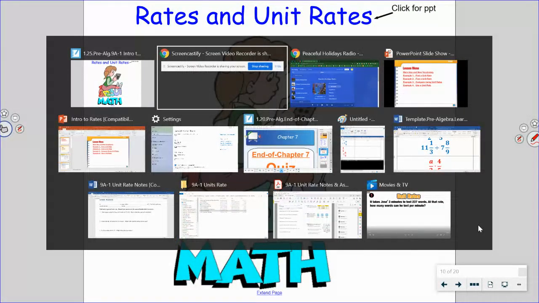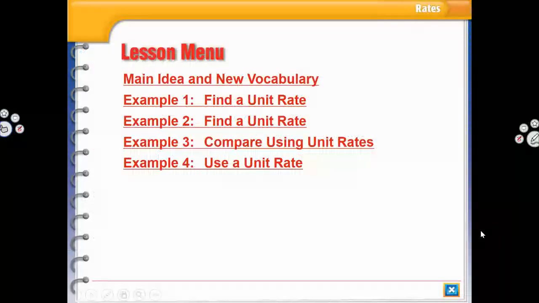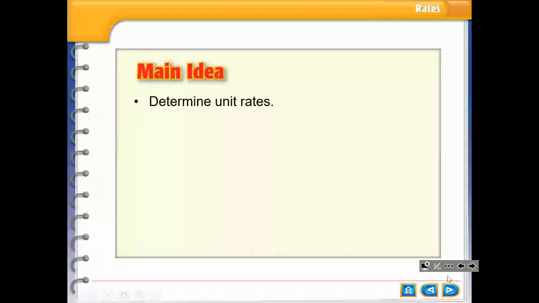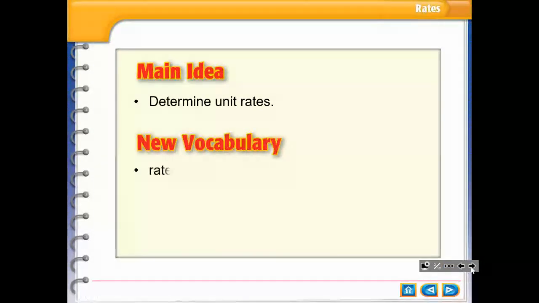So right now I'm going to switch it over to a different kind of PowerPoint presentation. And we're going to talk about main idea, determining rates, unit rates in particular. And we just talked about comparing a rate and a unit rate and how those are special. Unit rate is a special rate, rate is a special ratio. And so here we go.